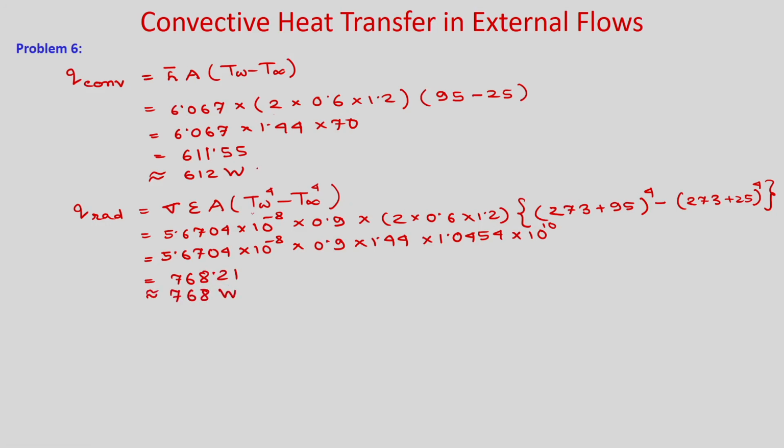So, you see this is heat transfer rate due to convection, this is heat transfer rate due to radiation. So, the total heat transfer rate will be Q total equals Q convection plus Q radiation. So, this is your 612 plus 768. So, it will be 1380 watt. So, now let us discuss the last problem.